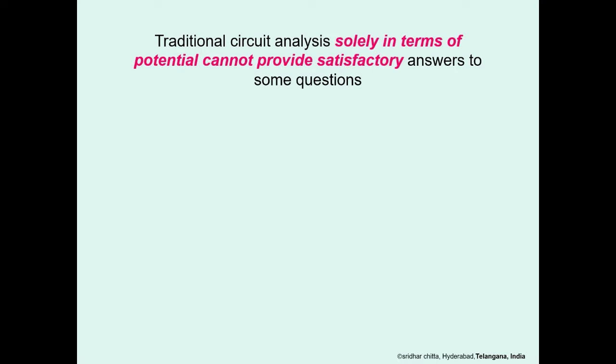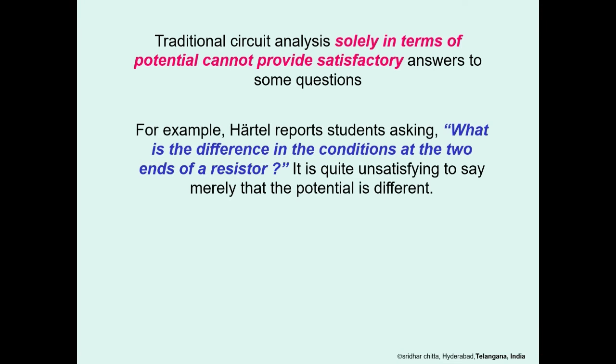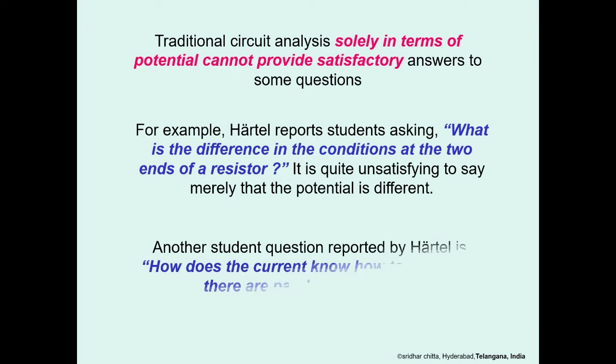Traditional circuit analysis solely in terms of potential cannot provide satisfactory answers to some questions. For example, Hartle reports a student asking, what is the difference in the conditions at the two ends of a resistor? It is quite unsatisfying to say merely that the potential is different. Another student question reported by Hartle is, how does the current know how to split when there are parallel branches?